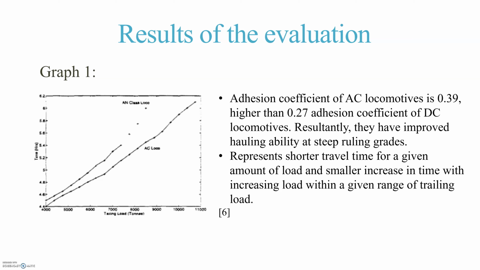Also, the curve of AC locomotives is flatter with respect to slope and is lower in magnitude, which represents shorter travel time for a given amount of load and a smaller increase in time with increasing load within a given range of trailing load.